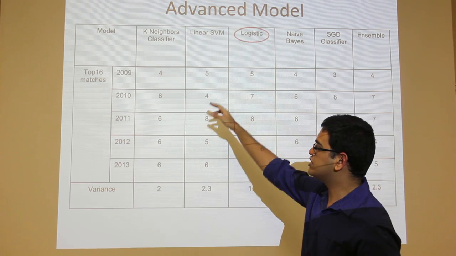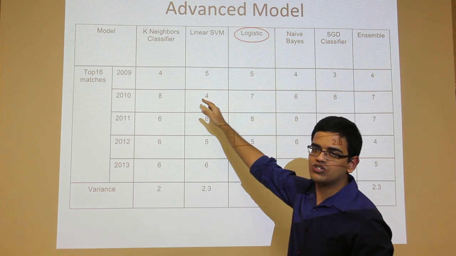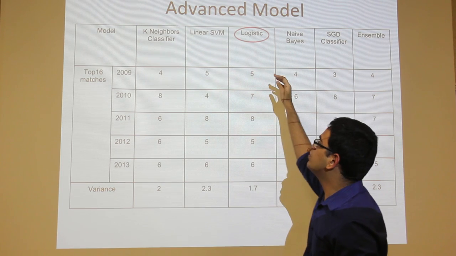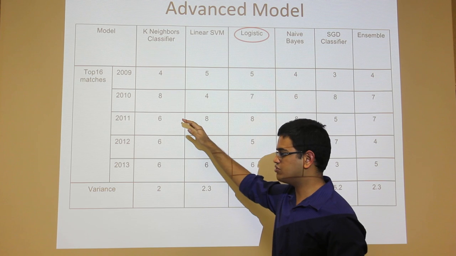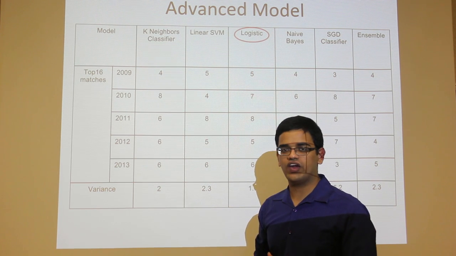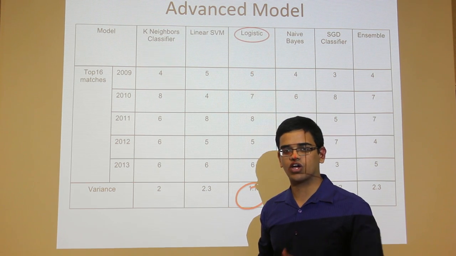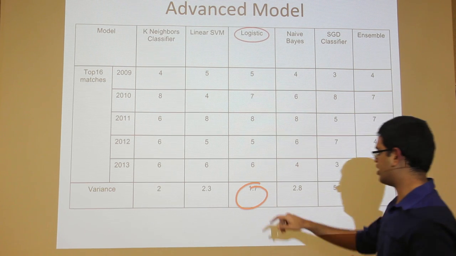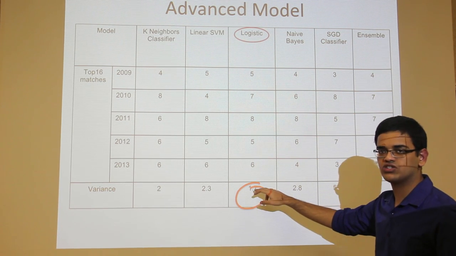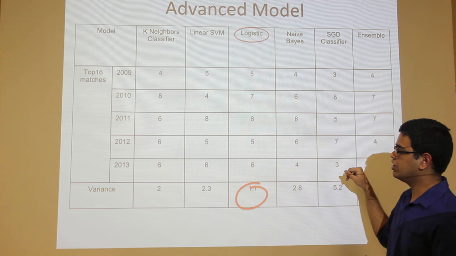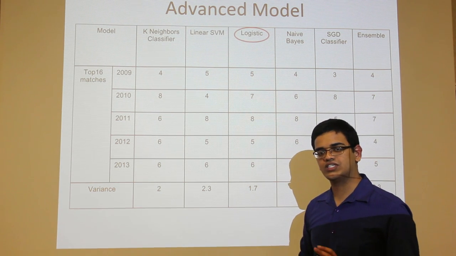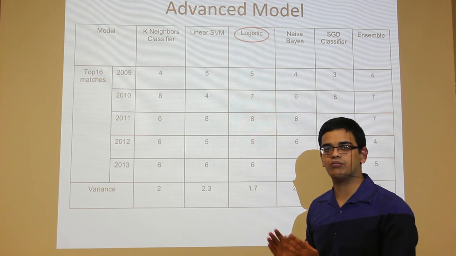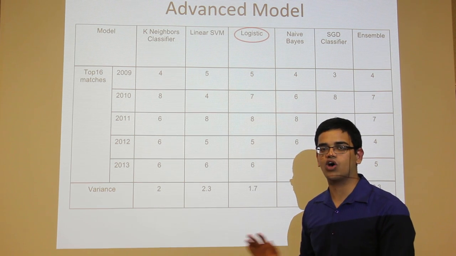So for each year we calculated how many in the top 16 were actually right, and we calculated a variance on this table. That tells you how much the prediction varies across years. If you see, logistic regression has a variance of 1.7, which is the least among all. This gives you an idea that logistic regression performs in the same range for all the years. That is, it is getting 5 to 6 right in all the years.